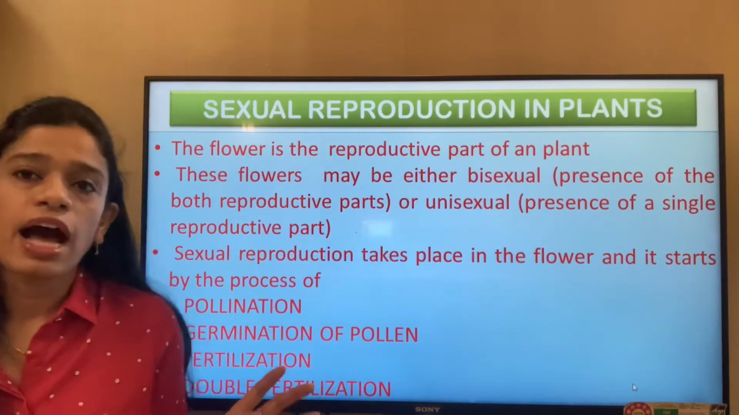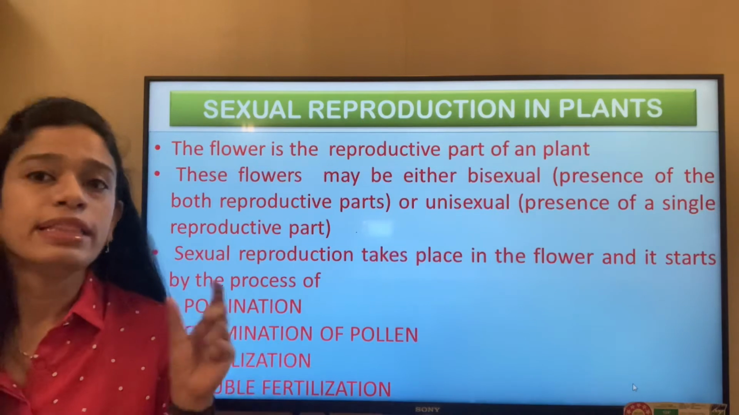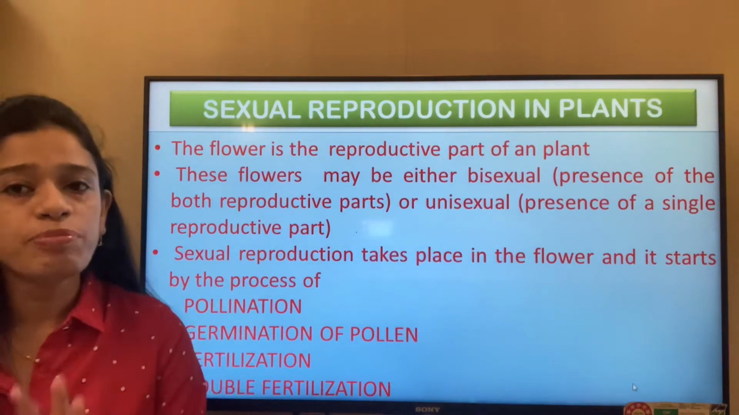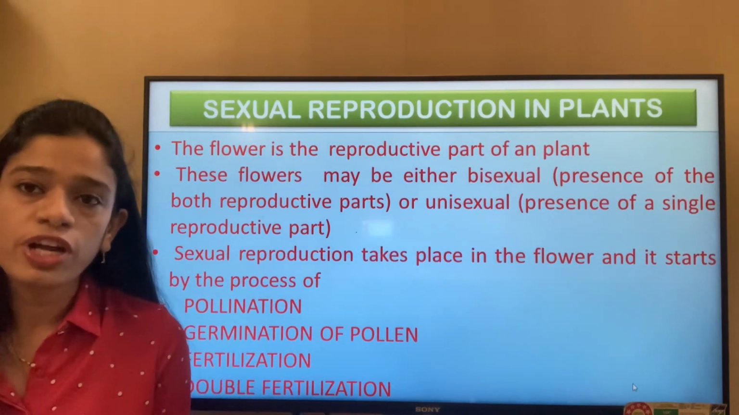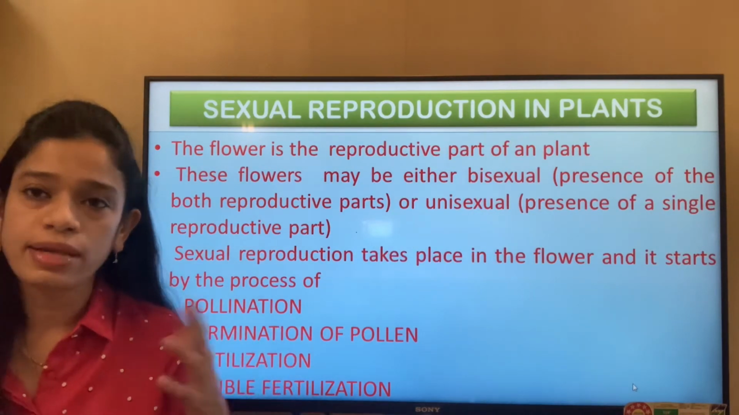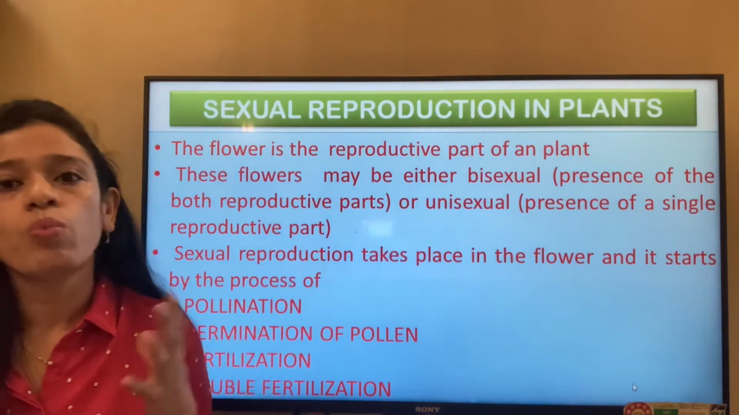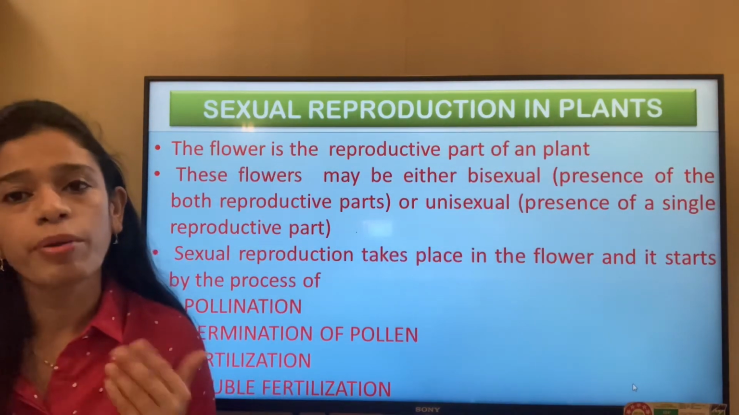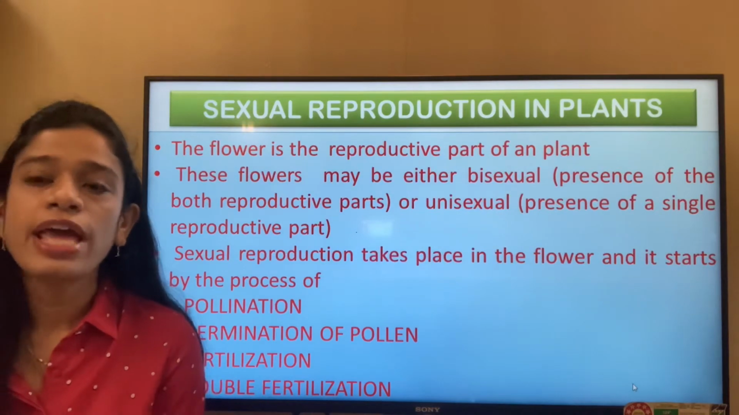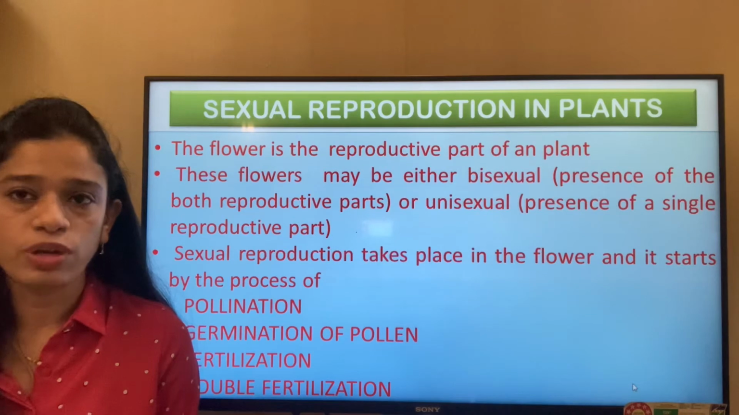These flowers are called bisexual when they have both the male and the female part in the same flower, or unisexual when they have only one, either male or female, in the flower. So based on what reproductive part is there in the flower, the flowers are termed either unisexual flower or bisexual flower.